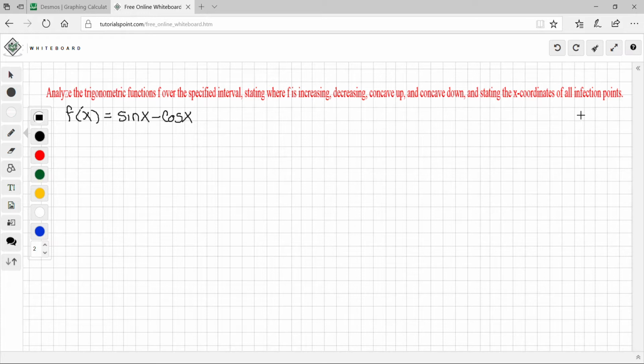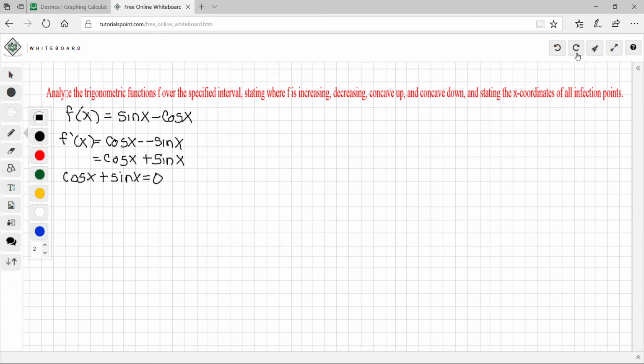So to find the intervals where it's increasing or decreasing, you take the derivative. So f prime of x. The derivative of sine x is cosine x, and then minus a negative sine x, so you're left with cosine x plus sine x. Good. Now the second step is to set that to 0. Cosine x plus sine x equals 0.